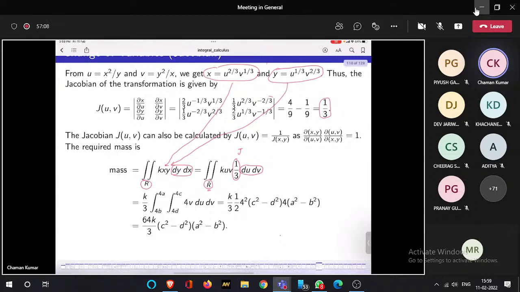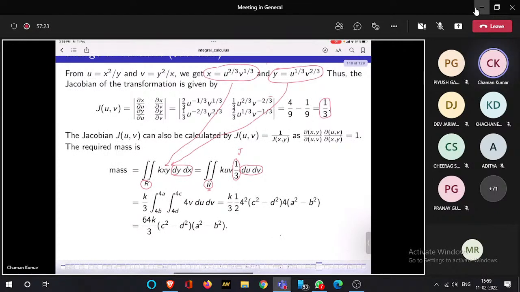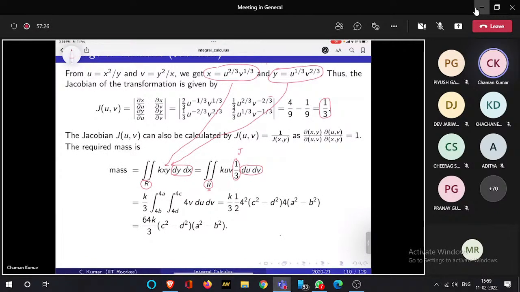Now R tilde is a rectangle, so you can easily calculate the limits. Limit of u is from here to here, limit of v is from here to here. So the limits of v go from b to a, and the limits of u go from d to c. And when you solve this integral, ultimately you will get this value.